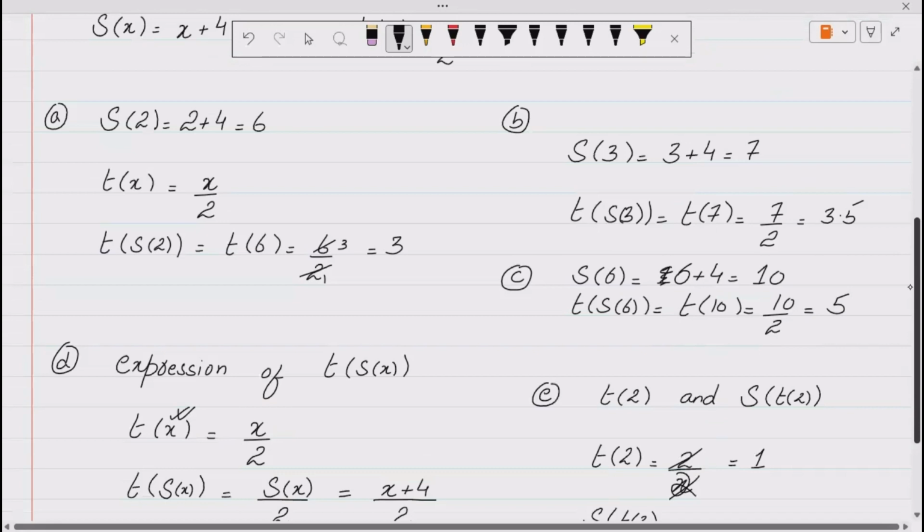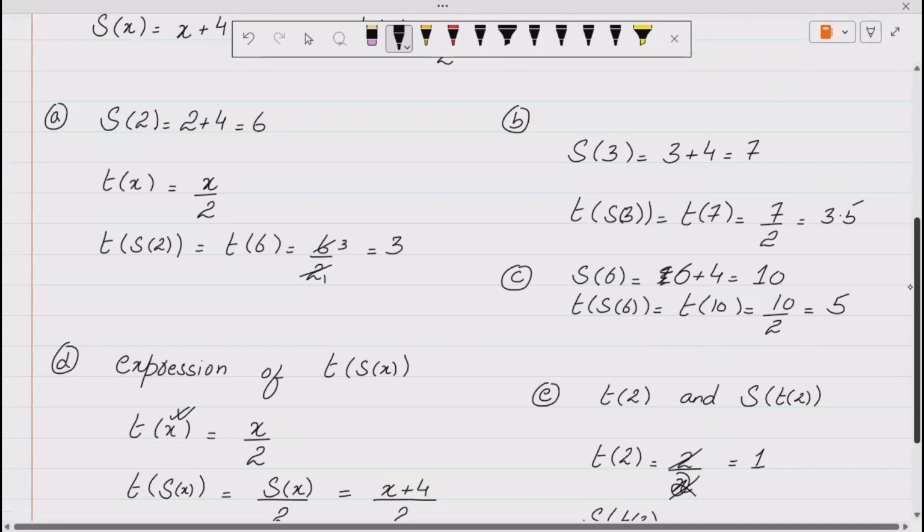So M of x is 3x. So M of 2 is 3 into 2, which is 6. So M of 2 is 6. Right? Now here we have to find M of M of 2. So M of 2 we already found, which is 6. So we again put this 6 in M. So we got 3 into 6, 3 sixes are 18. So it means M of M of 2 is 18.